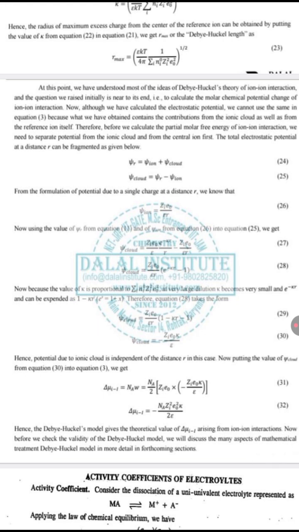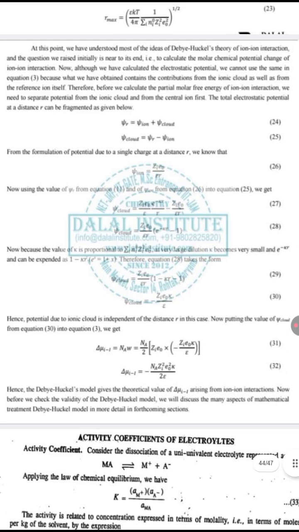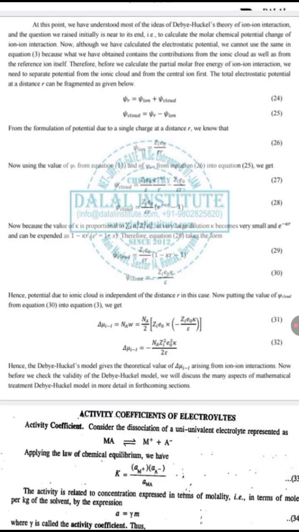Hence the radius of maximum excess charge from the center of the reference ion can be obtained by putting the value of k from equation 22 in equation 21. We get r max, or the de Broglie length, as r max equals ekt divided by 4 pi into 1 by (summation I n naught I into zi square into e naught square) to the whole power 1 by 2, equation 23.